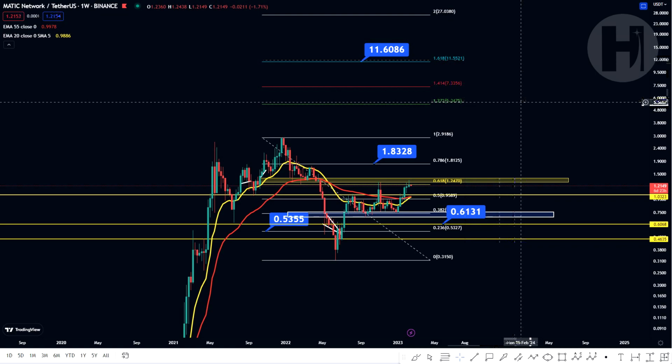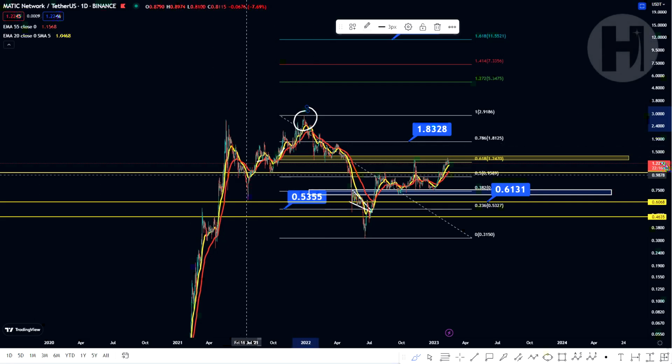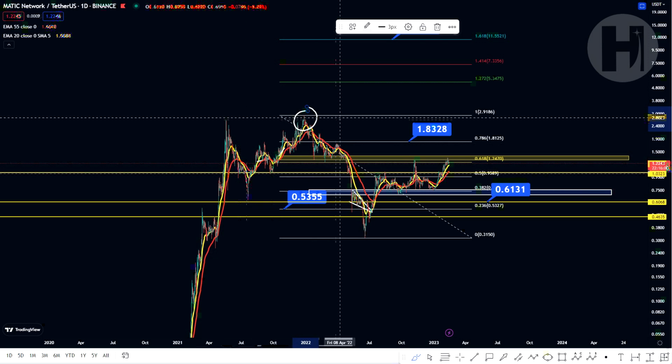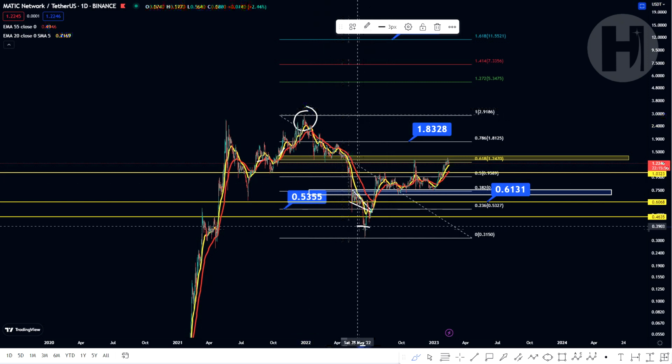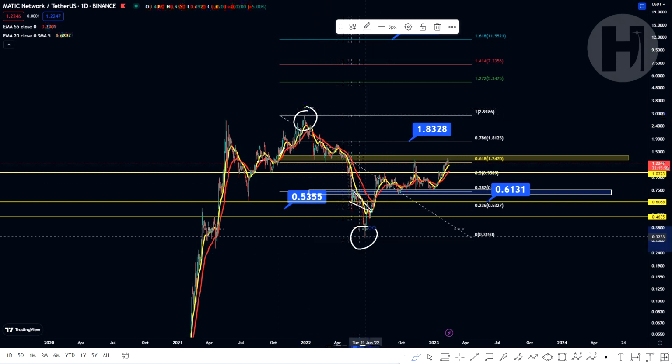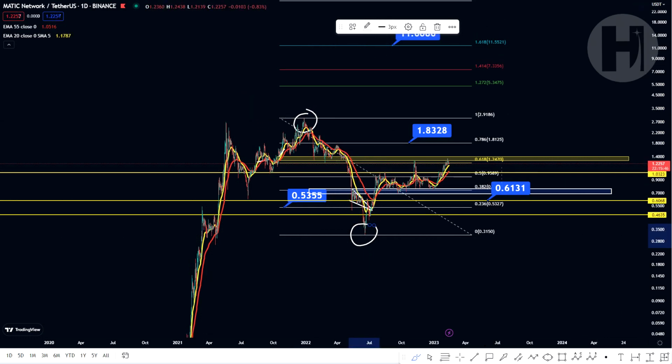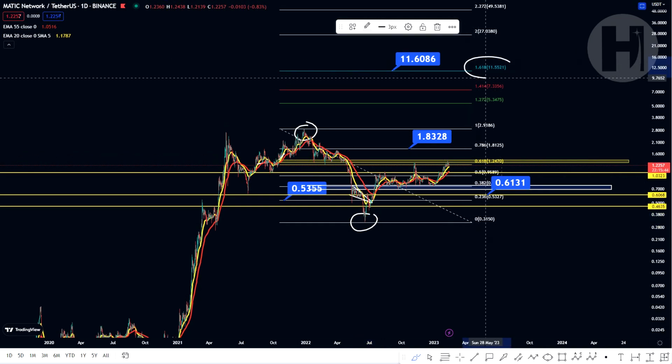And let's get straight into the TA. So jumping into the daily chart on TradingView, as you can see, we do have a Fibonacci retracement set up with the swing high printed in January 2022 and the swing low printed in June of 2022. And as you can see, we have a technical target all the way up here at $11.50. So we'll get to that in just a second.